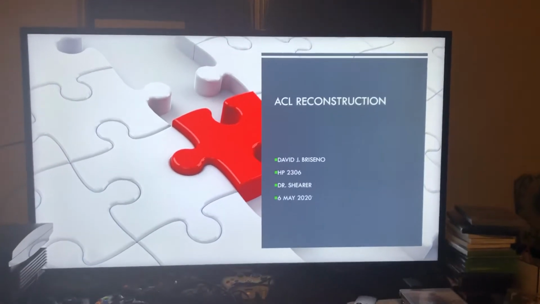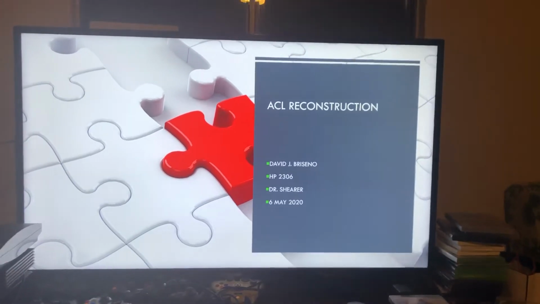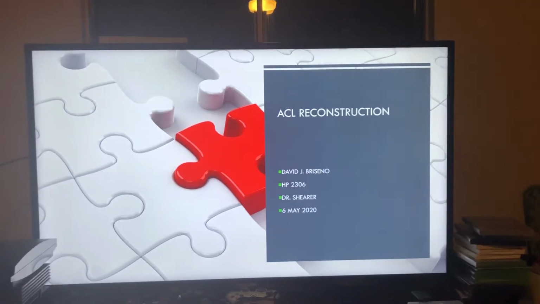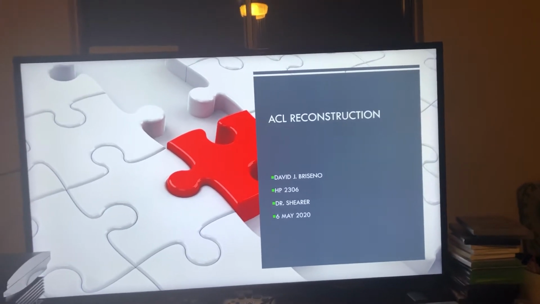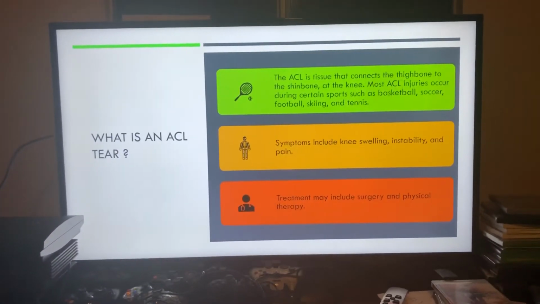My name is David Joseph Bersenio, and today I'm going to talk about the ACL reconstruction and how it applies, the methods, and how further research can be used to explore new possibilities. So, first things first, we're going to start with what is an ACL tear.